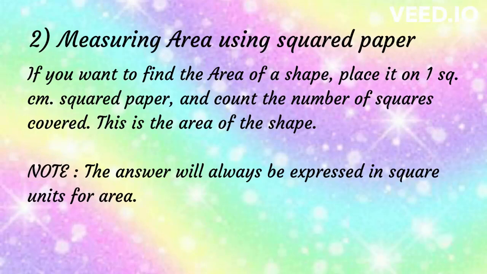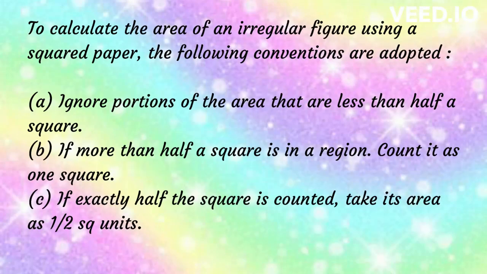The next is measuring area using squared paper. If you want to find the area of a shape, place it on one square unit squared paper and count the number of squares covered. This is the area of the shape. The same note: the answer will always be expressed in square units for area.